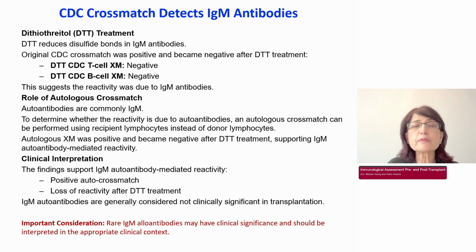We also performed something called autologous cross-match, because that will tell you there are autoantibodies, right? Because we think they are autoantibodies of IgM kind. So autologous cross-match is recipient cells, not the donor cells, with recipient serum. And that was also positive. A positive autocross match, and again loss of reactivity due to DTT treatment.